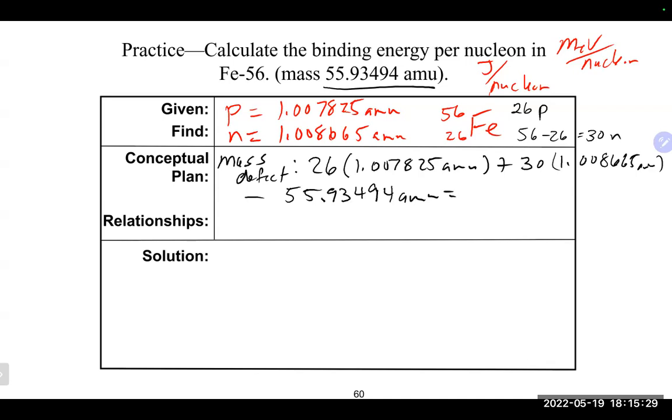All right. So 26 times 1.007825 plus 30 times 1.008665, subtracting the 55.93494. There we go. That gets us a mass defect of, we'll call it, 0.5285.